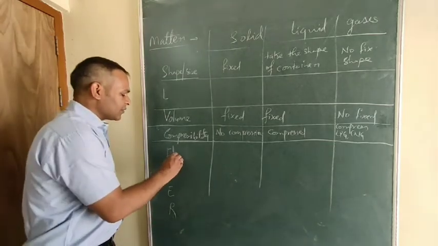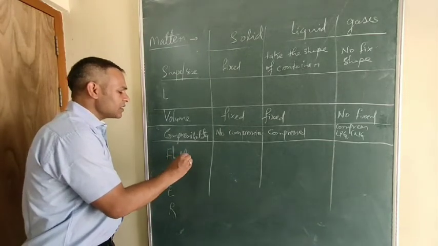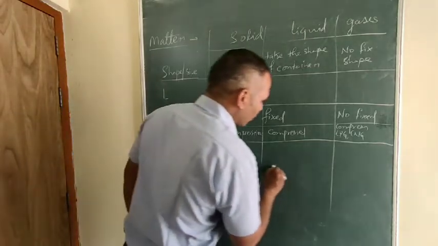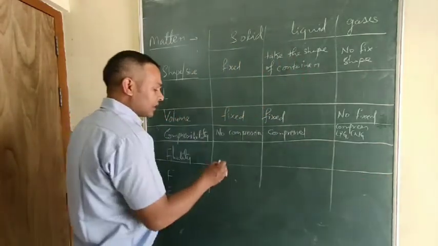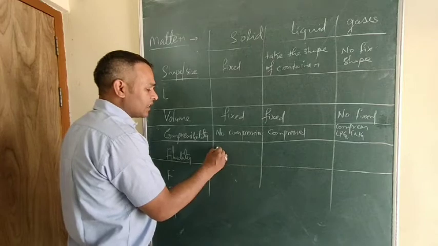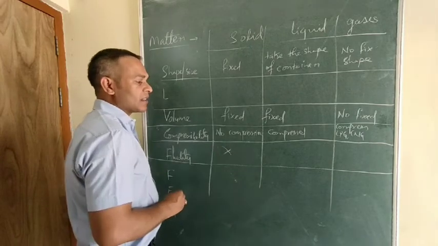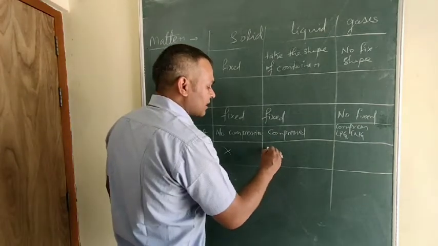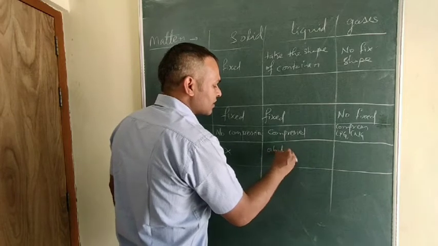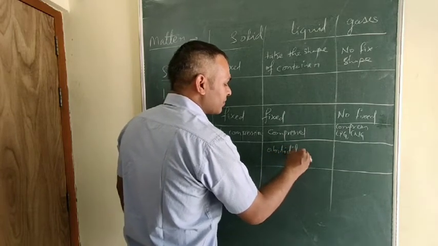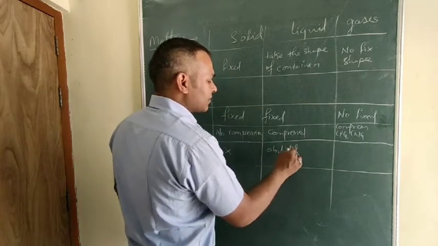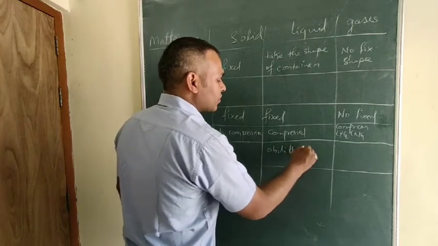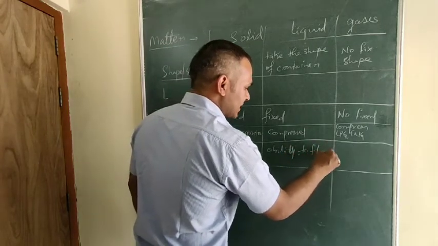फ्लूइडिटी की बात करते हैं. व्हाट इज फ्लूइडिटी? फ्लूइडिटी मीन्स एबिलिटी टू फ्लो. अब इधर देखेंगे, सॉलिड फ्लो कर सकता है? नहीं कर सकता है. लिक्विड फ्लो कर सकता है? एबिलिटी टू फ्लो, यस इट कैन फ्लो. Gases also can flow.